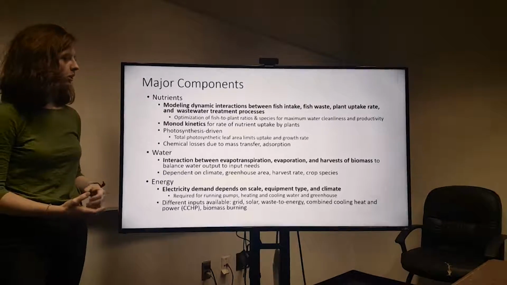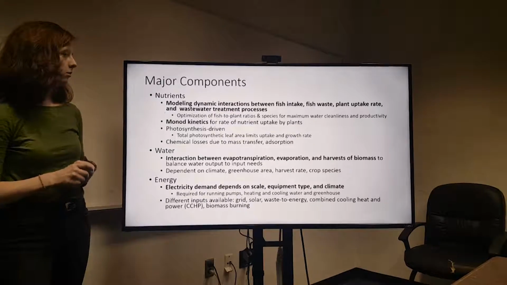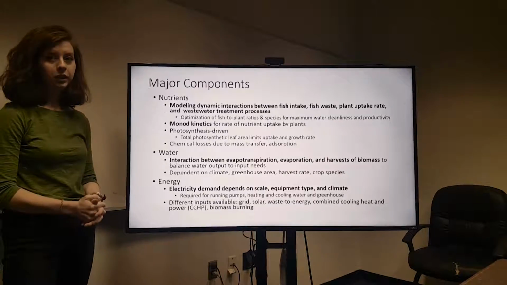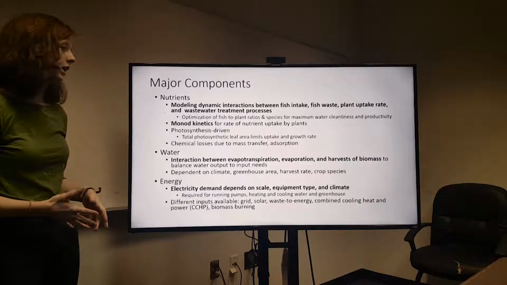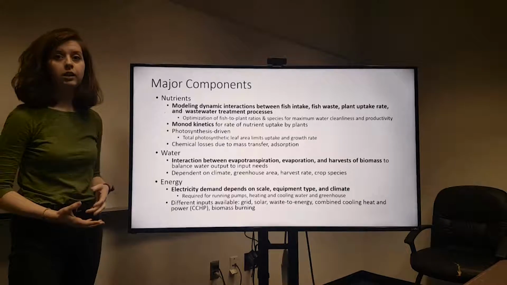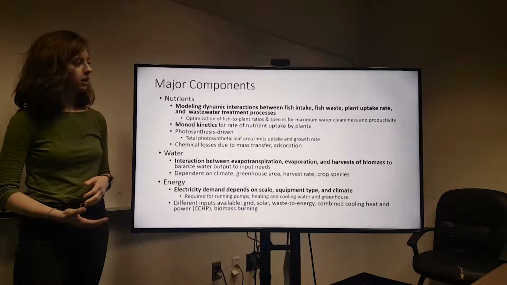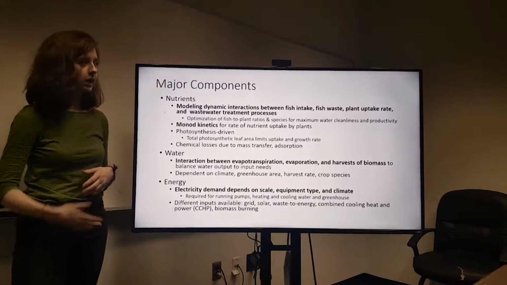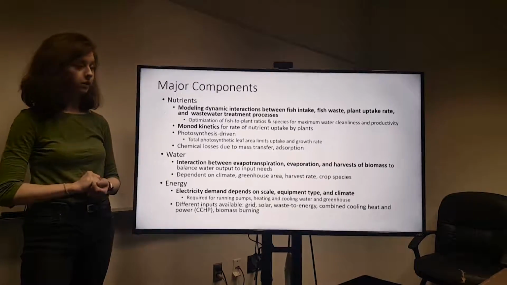So the major approach we took to modeling these different components of our aquaponic greenhouse, for nutrients, we based it on monokinetics for the uptake of nutrients by the plants. It's photosynthesis driven at the end of the day, so it's limited by the total photosynthetic leaf area and the genetics of the plant itself. The most difficult part so far has been modeling the dynamic interactions between the fish uptake rate of nutrients, their rate of waste, the rate of plant uptake of those nutrients, and the related wastewater treatment processes.